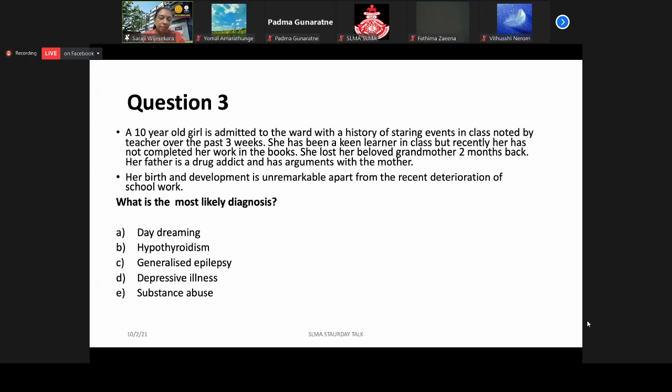Depressive illness, yes, you may have thought, okay, the grandmother had died and he's not doing his work. But of course, you have to go into the history and the age and everything. And then substance abuse, again, because the father is a drug addict. In all 5 conditions, this can happen. But given the history and all the things, the most likely thing is generalized epilepsy, that is the childhood absence epilepsy, right? I haven't put it in that word.